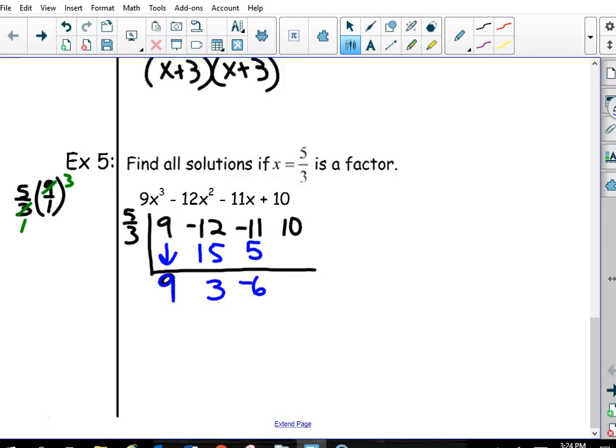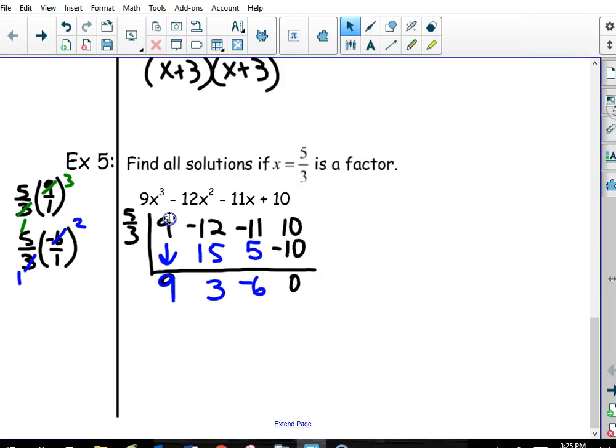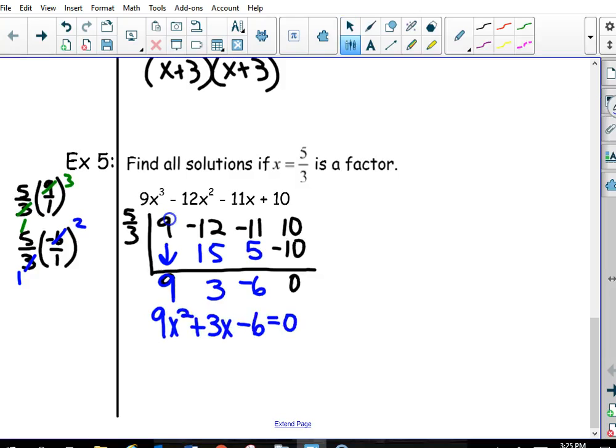And negative 6 times 5/3 looks like negative 10. And there's my 0. And I am left with 9x squared plus 3x minus 6 equals 0. All right, is this factorable?